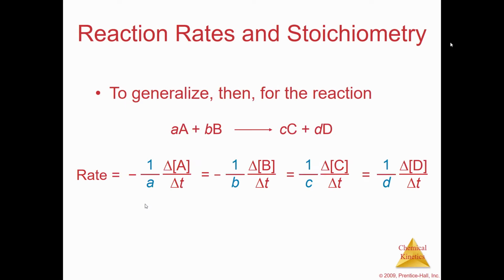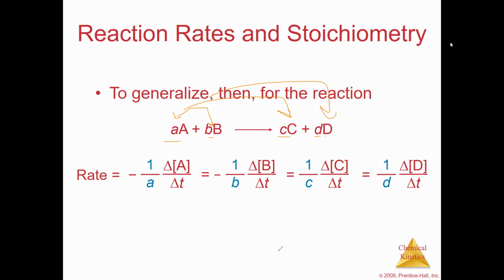In general, the lowercase, that's going to be your mole ratio. It's 1 over your mole ratio, and that is going to give you the relationship of this to this, or this to this, or this to this. And reactants are negative to show they're being consumed, products positive to show they're being made or produced. Any questions on that?